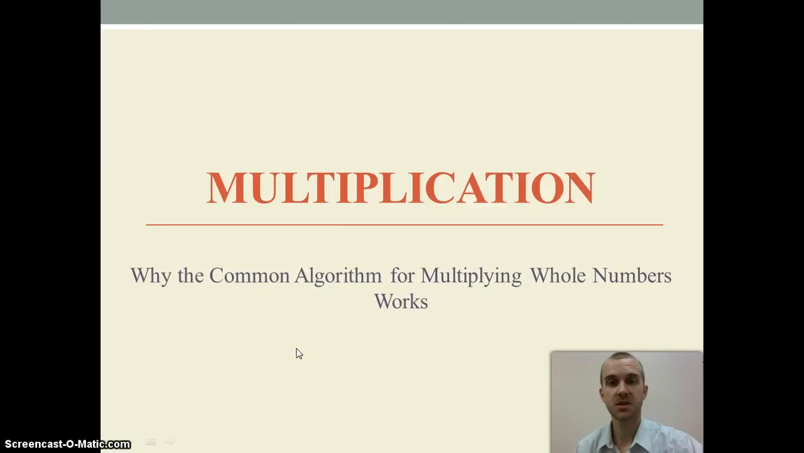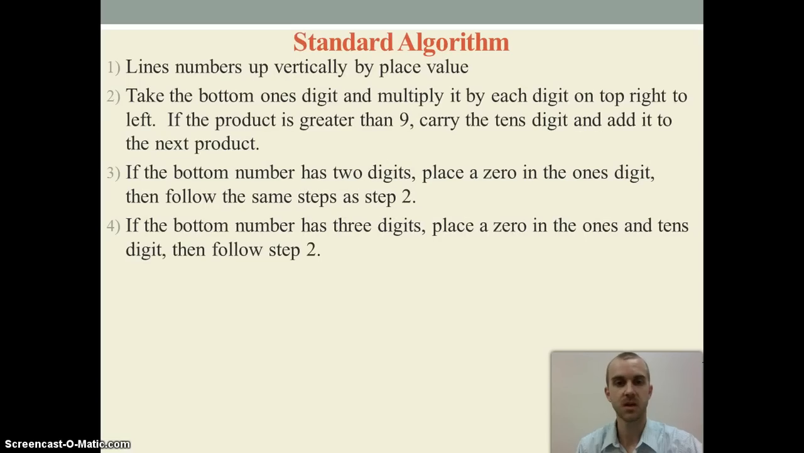In this video, we're going to explore why the common algorithm for multiplying whole numbers works. Now, if you think about the standard algorithm, we first line up by place value, and then we start using the individual digits starting at the bottom from the right, and we multiply to each number above it. And whenever we have something that carries greater than 9, we carry the tens digit, and we bring down the ones digit, and we move left to right.